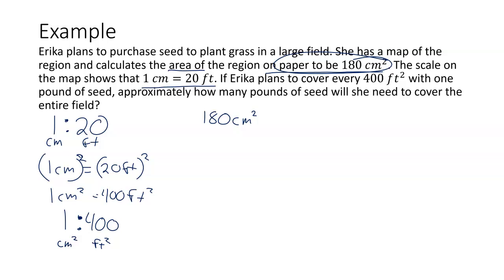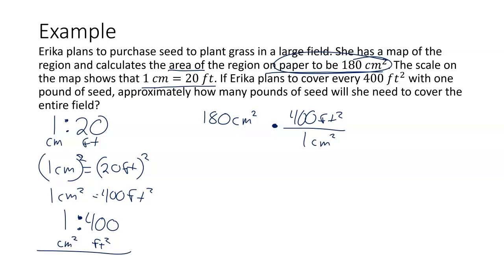So 180 centimeters squared, I want to convert it into feet squared. Whatever the unit you want to end with is the unit that's on top in your ratio. So I'm going to multiply by the ratio of centimeters squared to feet squared, but I want feet squared to be on top because that's the unit I want to end with. 400 feet squared for every centimeter squared.